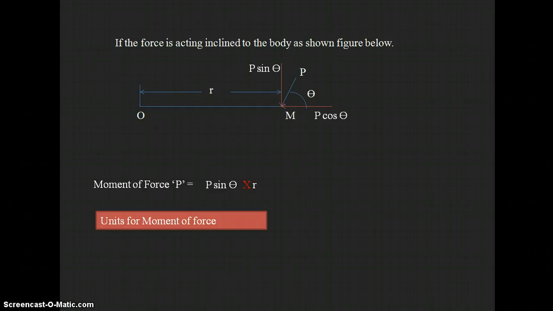We have to know the units for the moment of force also. So what are the dimensional units we can have? Here the formula is moment of force is equal to force into distance. Generally we know that the unit of force is Newton and the distance is meter. So here we get Newton into meter. In symbolic form we can represent it as Newton meter. So these are the units for the moment of force.